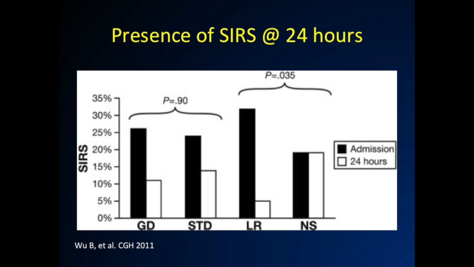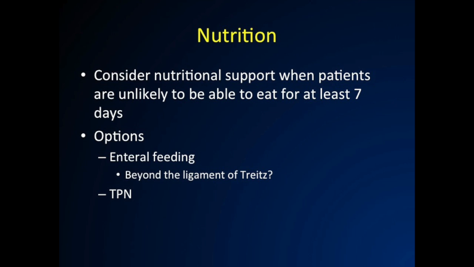If you look at them at 24 hours, the number of people that have SIRS, the LR group looked a lot better. Very small study, but I think a larger study is forthcoming. In fact, I think they are submitting a U34 to look at that. So basically give lots of fluids, but we really need to do a better study of that.